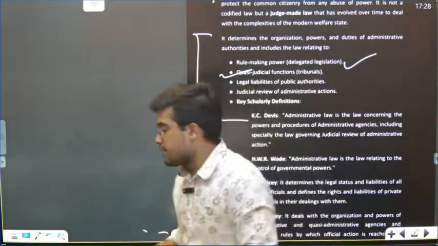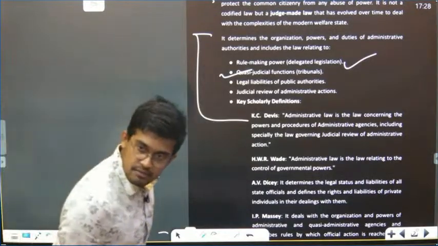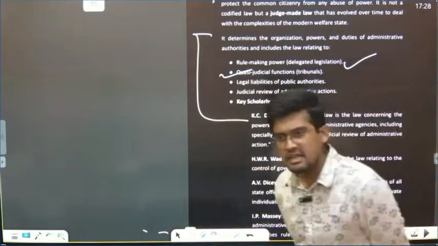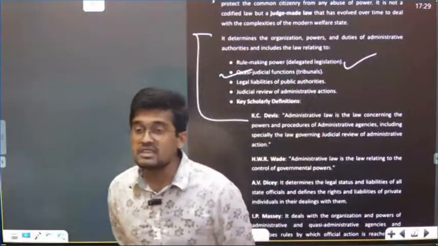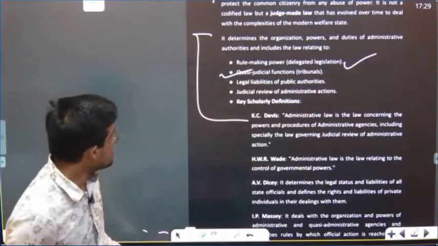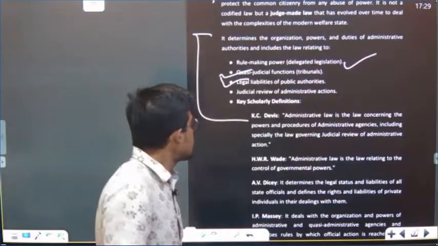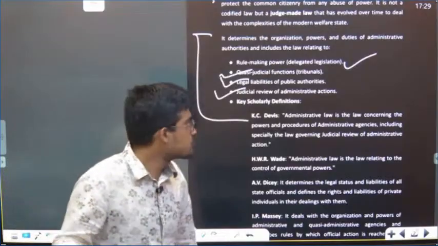Similarly, there are tribunals. There are central administrative tribunals, national green tribunals. There are tribunals for every small regulatory function that takes place. So tribunalization is an issue under administrative law. We'll study that. In these tribunals, quasi-judicial functions are carried out. That also falls under administrative law. Then legal liability of public authority, of course, will fall under administrative law. Judicial review of administrative actions, of course, obviously is administrative law.